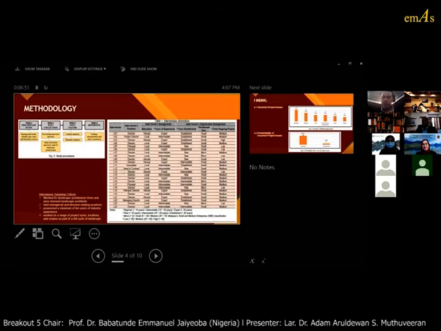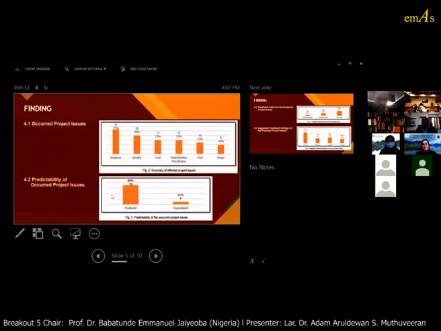All right. So moving to the findings. The first finding concerns occurred project issues. The study coded 79 project issues and grouped them into 6 affected project objectives, and identified the issues affecting the business objective as the most prominent in landscape architecture projects.